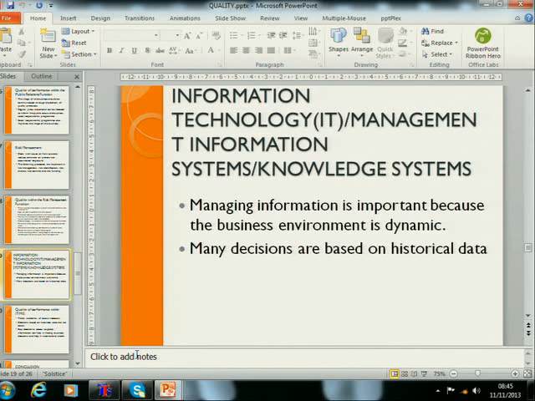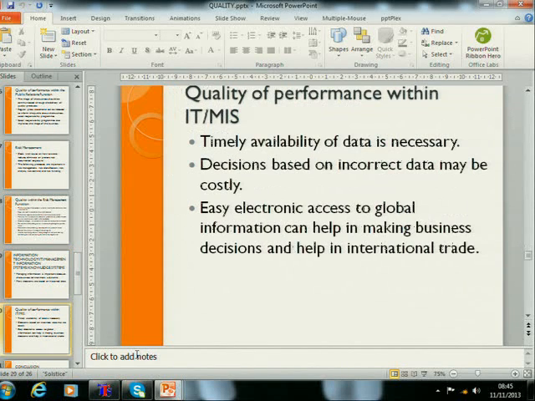Remember that the business world is very dynamic. It changes every day. It changes from time to time. So they've got to manage information. Many decisions are based on historical data. Now, talking about quality, timely availability of data is necessary. It's very important that information should be received on time. Decisions based on incorrect data may be costly.